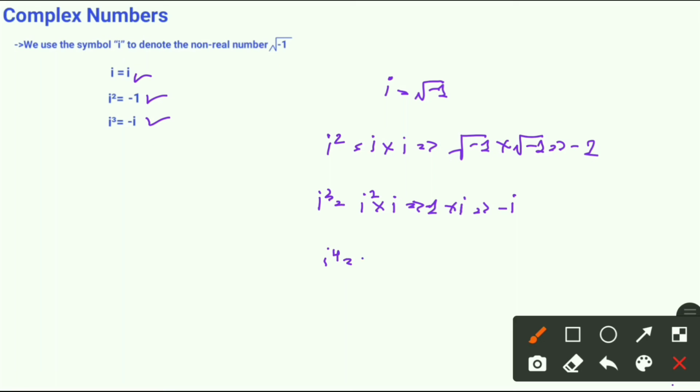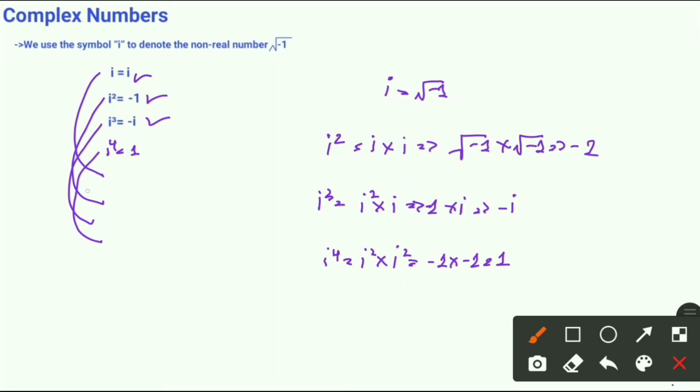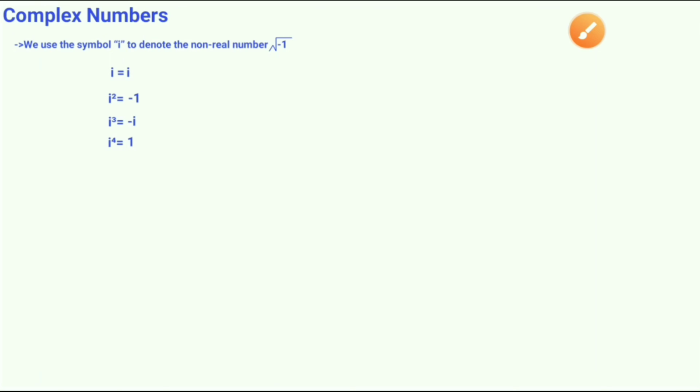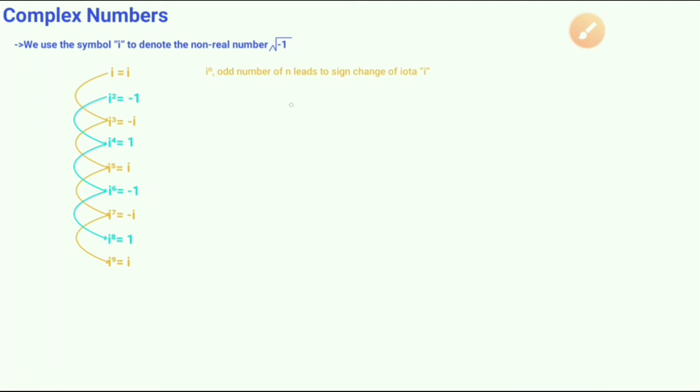It will go like this, and iota to the power 4 is equal to iota squared multiplied by i squared, which is minus 1 multiplied by minus 1, so it's going to be 1. So iota to the power 4 would be 1, and the same sequence continues over and over again. It will keep on going like this. Odd powers would be iota, and even powers would be minus 1 and 1, minus 1 and 1. Odd n leads to a sign change of iota. Even n leads to a sign change of 1.